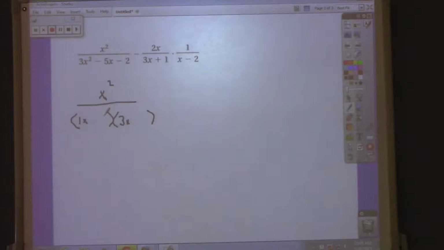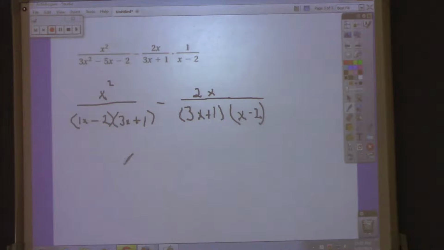Negative 2 plus 1, minus 2x over 3x plus 1 times x minus 2. All right, so what's the common denominator? That's simple. That's already the common denominator, so it turned out to be an easy problem.